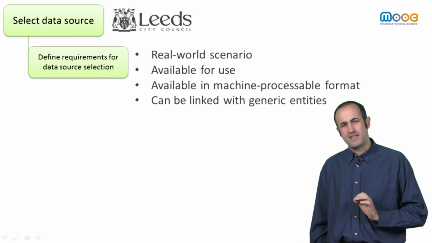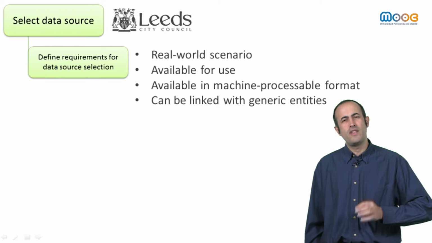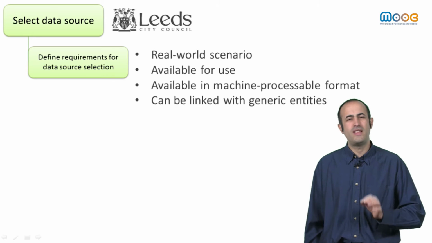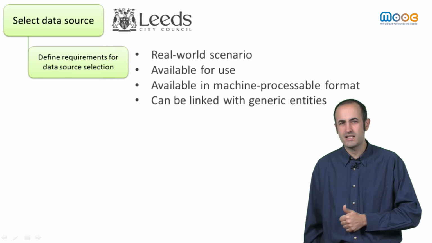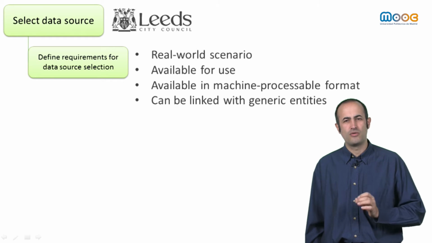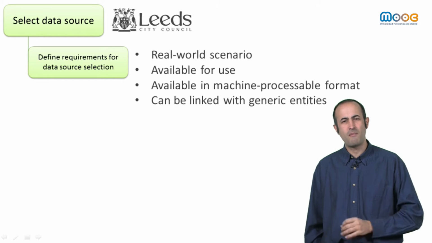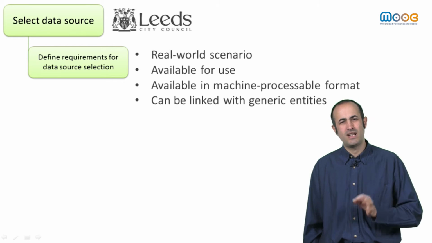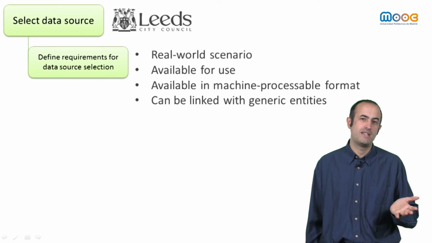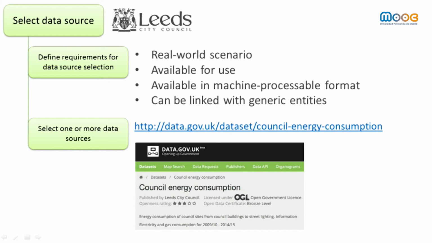In the task of selecting the data source, initially we defined the requirements that we wanted the data to satisfy: that they belong to a real scenario in the domain of smart cities, that the data are available to be used and in a machine processable format, the more structured the better, and that the data can be linked to generic entities, such as places. Searching on the web, we found a data set that satisfied our requirements: the energy consumption data from the Leeds City Council, which are available through the UK Open Data Portal.